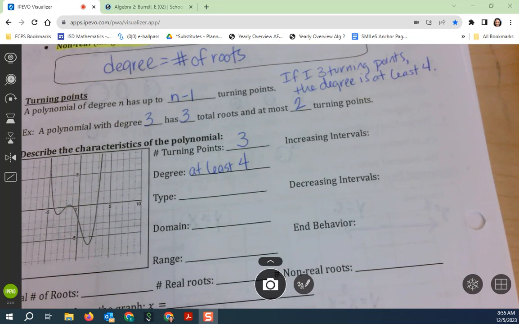So if it is degree 4, the type, that comes from the front where we had all those names. We had linear, quadratic, cubic, quartic, quintic. So degree 4, what's the name? Quartic.